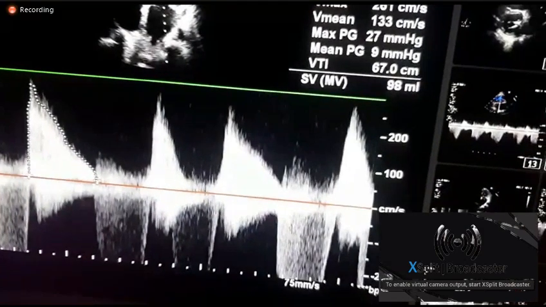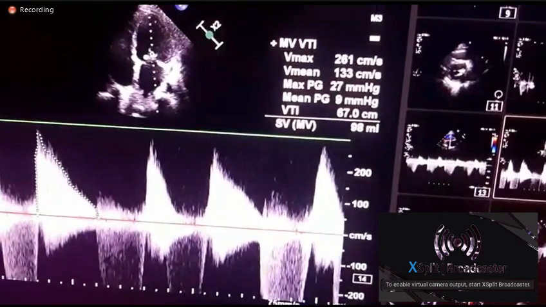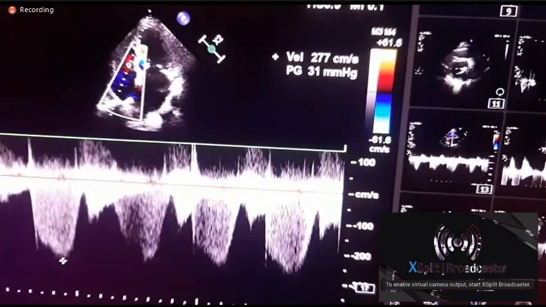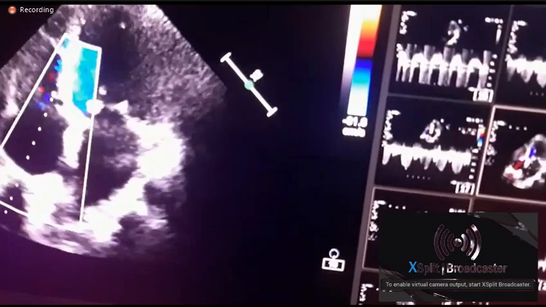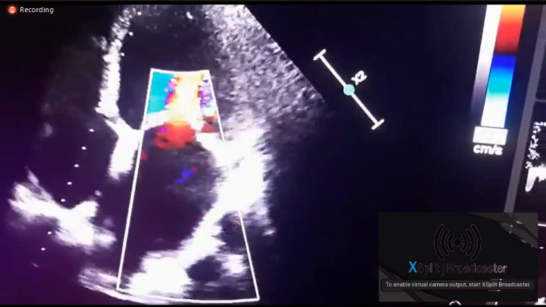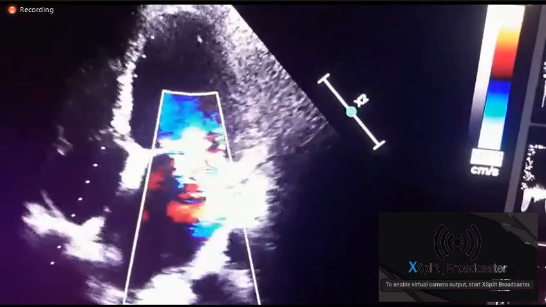With, sir, now mild PH. Mild PH, probably because with the diuretics and all, the patient was well decompressed. And of course, the PH will be much more in patients with mitral stenosis than with mitral regurgitation. So here the patient is having moderate mitral stenosis.